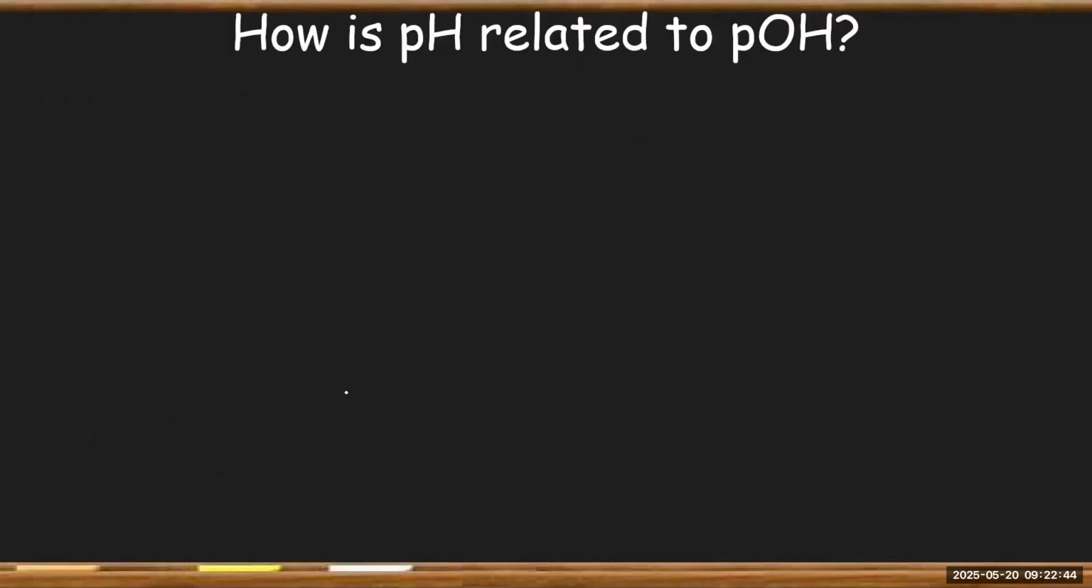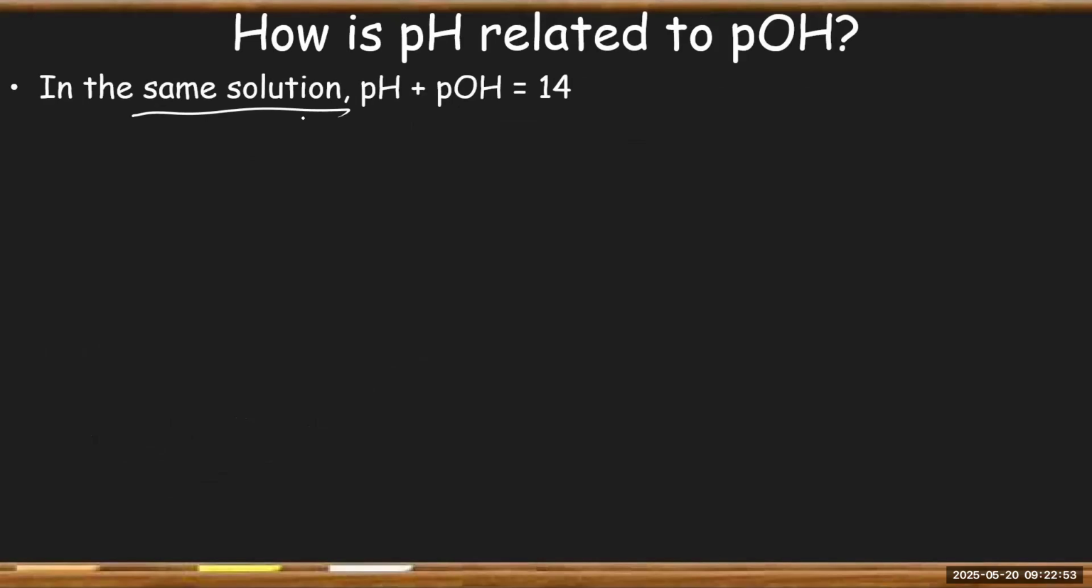All right, let's go. How is pH related to pOH? Very important. In the same solution, in the same beaker, the pH value plus pOH should always equal 14. In Regents, not in AP. In the same solution, pH and pOH should always equal 14.